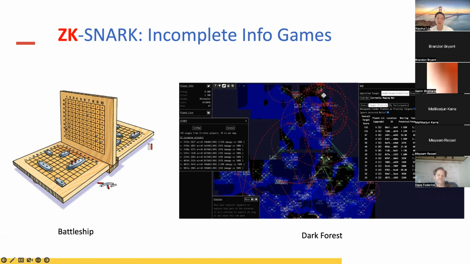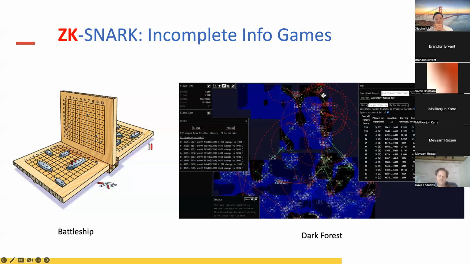Or checkers. For this type of game, the feature is that all the information is public for everybody to see all the time. For example, you are playing chess, Alice and Bob. Alice can see all the moves of Bob. Bob can see everything that Alice is doing. And the whole board state is also visible to everybody. So that's one type of game people are playing.